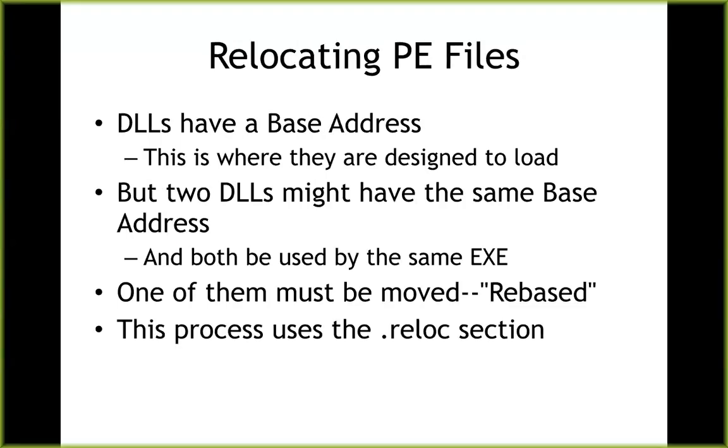So DLLs have a base address where they are intended to load. And I'm not quite sure how this works out with address space layout randomization, but I think this is actually a virtual address inside each program. But anyway, two DLLs might have the same base address and be used by the same EXE, and therefore they can't both have that location in the memory space of that executable, which is a virtual memory, not a real memory. So in that case, one of them has to be moved, and that's what the relocation is. They have to alter the code to move it to another location. So it is a little slower to load, and an adjustment process has to happen where things change to map to the new location.